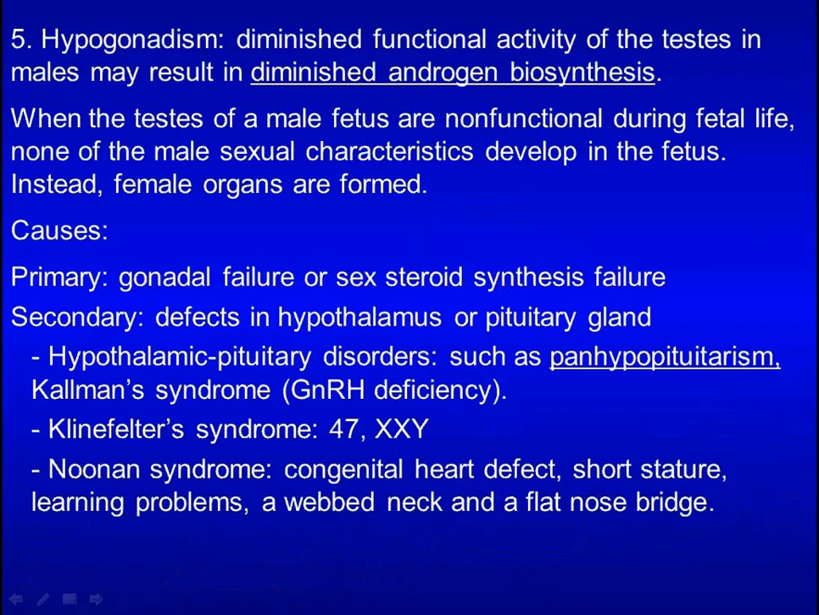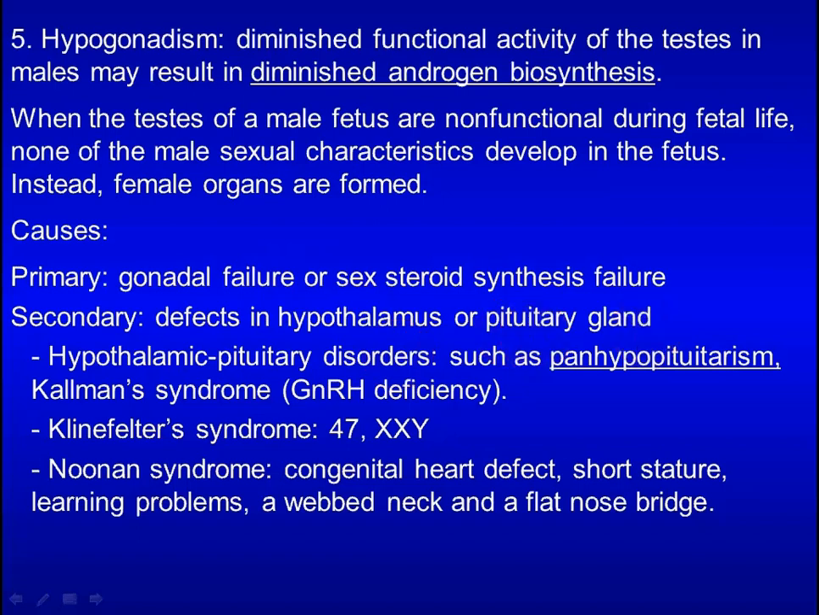The fifth condition is hypogonadism. Patients with this condition have diminished androgen biosynthesis. Very similarly, the severity of this condition also depends on the age of onset. Primary hypogonadism is caused by gonadal failure. Secondary hypogonadism is caused by defects in the hypothalamus or pituitary gland.